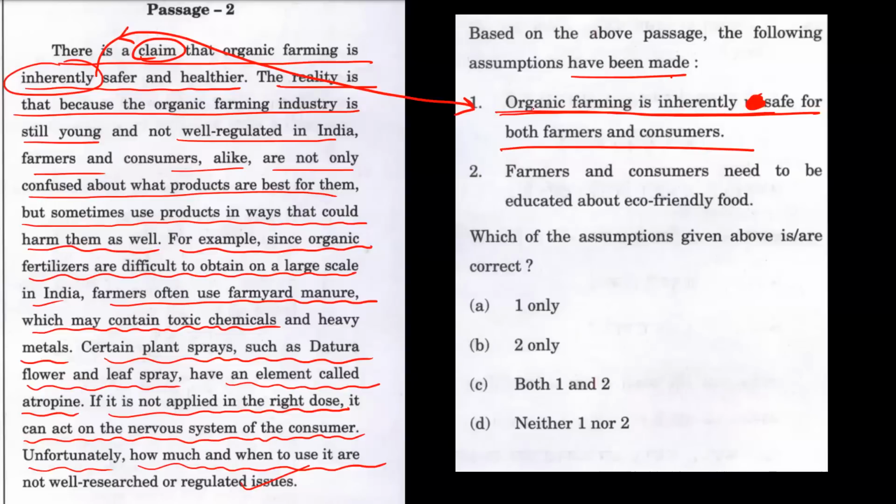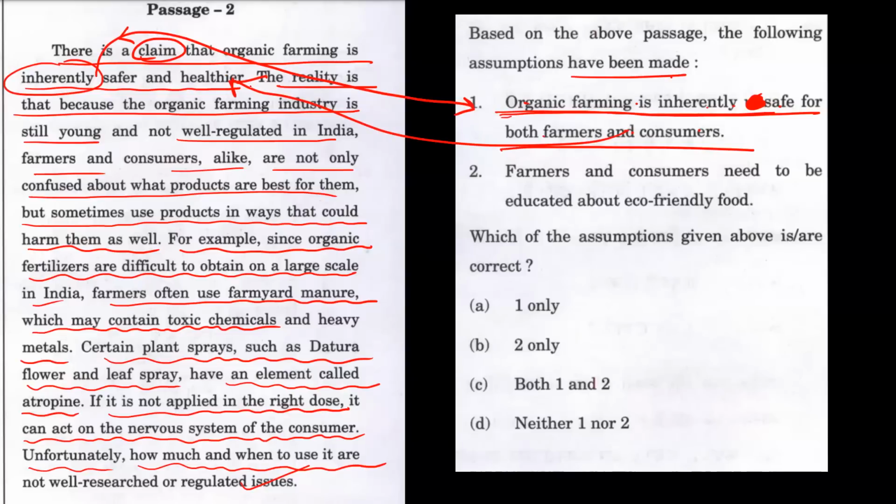You check whether organic farming is inherently safe for both farmers and consumers, and you see from the passage whether it is contradicting or supporting the statement.